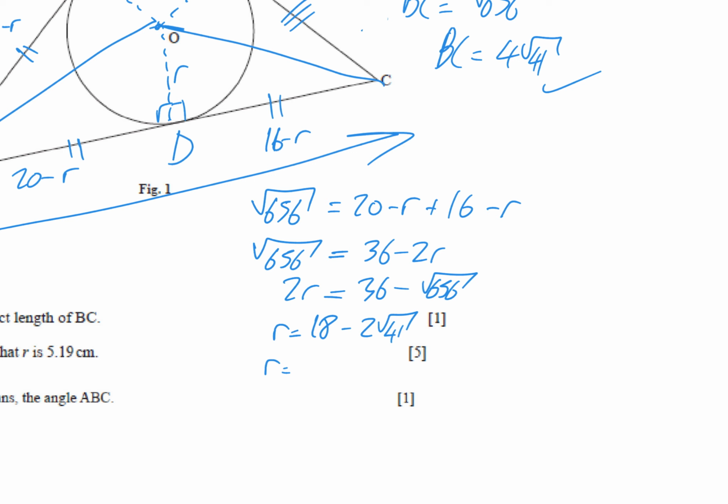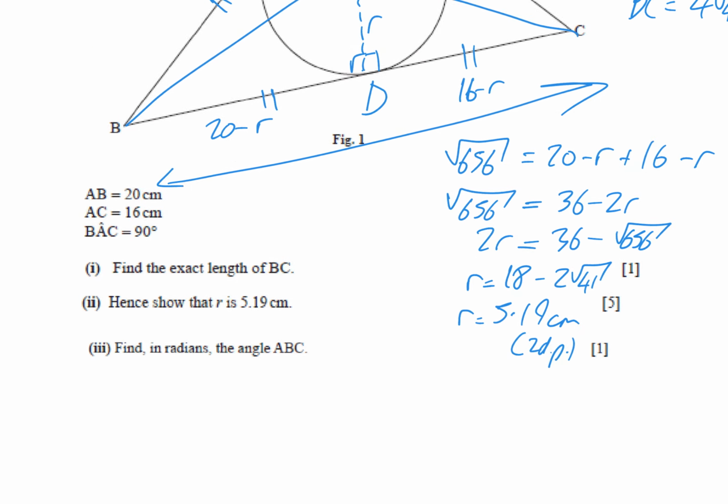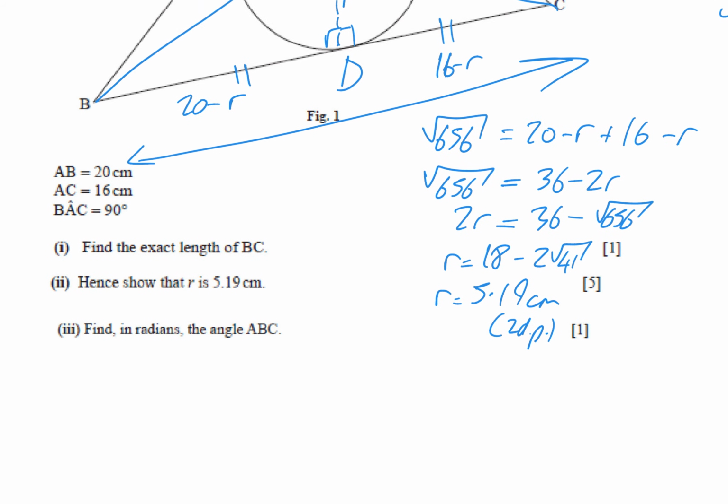And then hopefully when I press my SD button, it gives me 5.19. And that's going to be centimeters to 2 decimal places. And please tell me that's what I'm looking for. It was indeed. R is equal to 5.19.